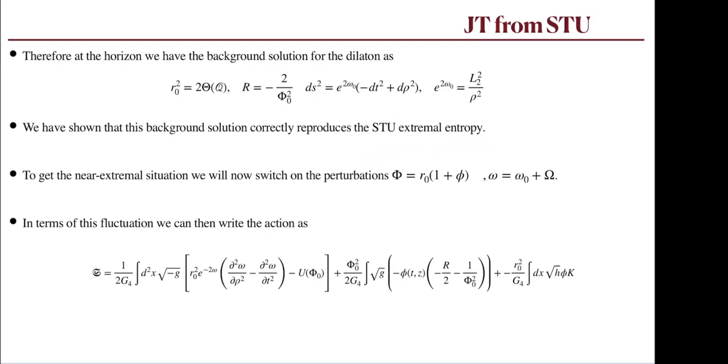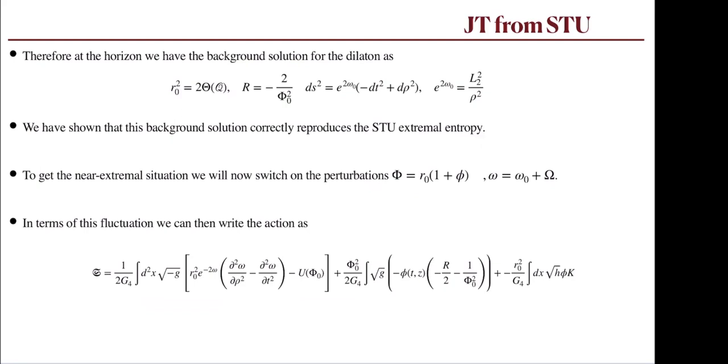Okay. Now, as the standard prescription, you will add a perturbation. We are taking a very specific form of the perturbation. You can take any form, but the solution gets simpler if you take it this way. This omega naught is basically coming from here. With this perturbation turned on, you put it back into your effective dilaton action, and what you get is a big equation like this.